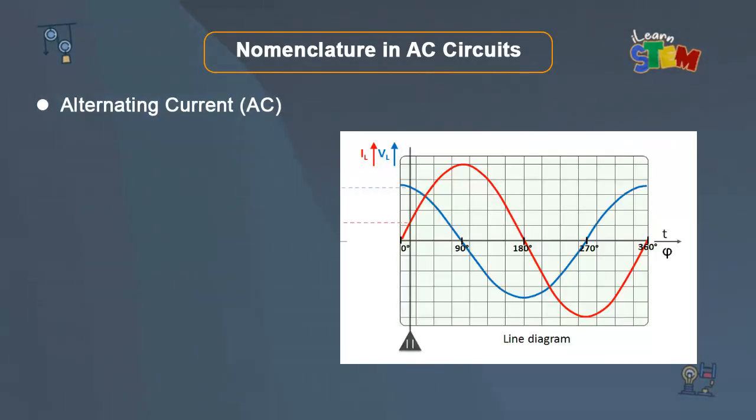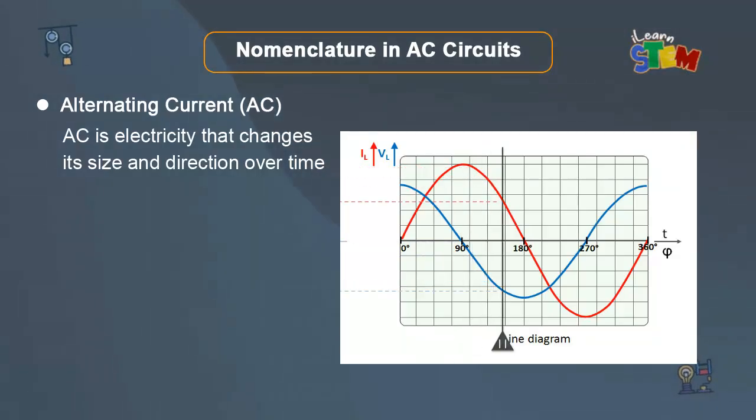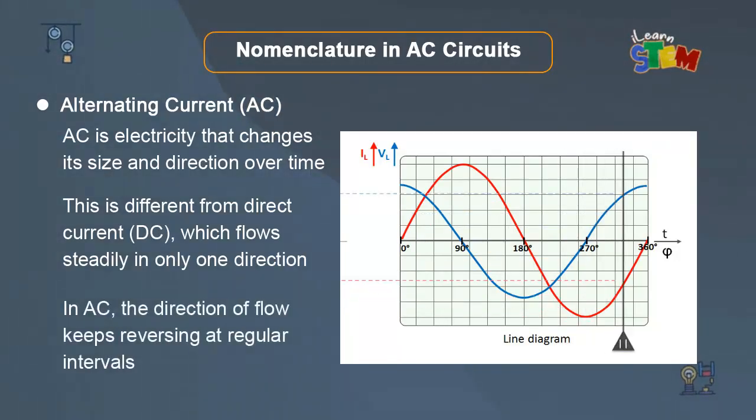Let's talk about alternating current, or simply AC. AC is electricity that changes its size and direction over time. Unlike DC, which flows in only one direction, AC keeps reversing direction at regular intervals.